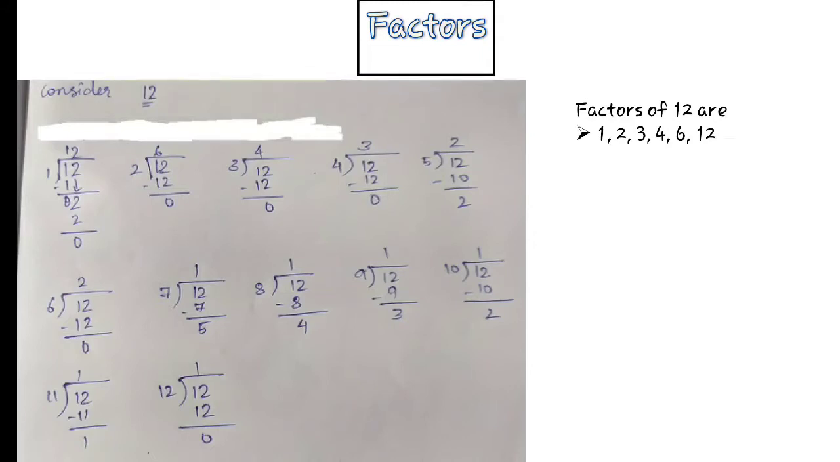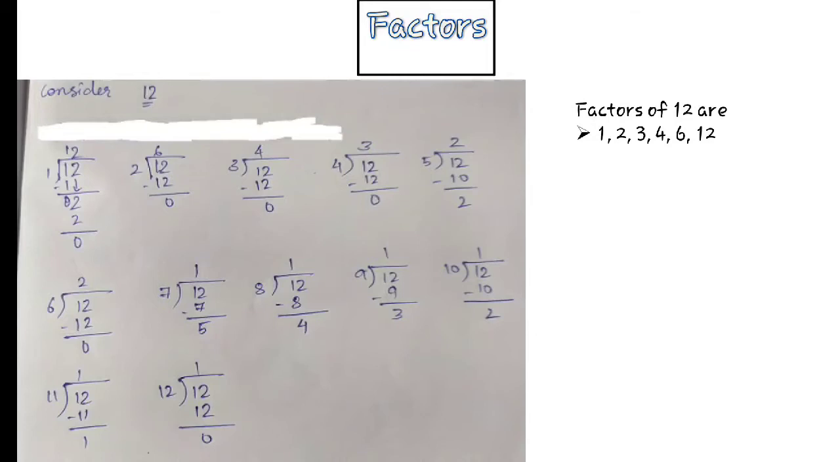For 7, remainder 5. For 8, when I divided 12 by 8, I got remainder 4. When I divided 12 by 9, I got remainder 3. When I divided 12 by 10, I got remainder 2. When I divided 12 by 11, I got remainder 1. And when I divided 12 by 12, I got remainder 0 again.